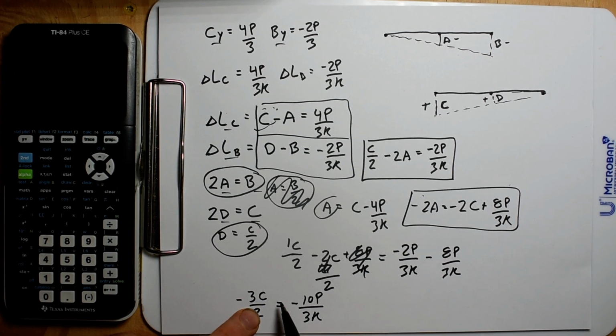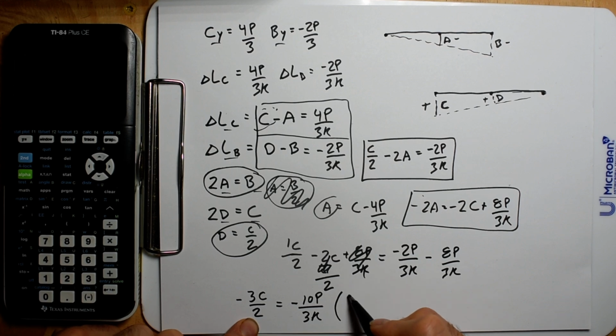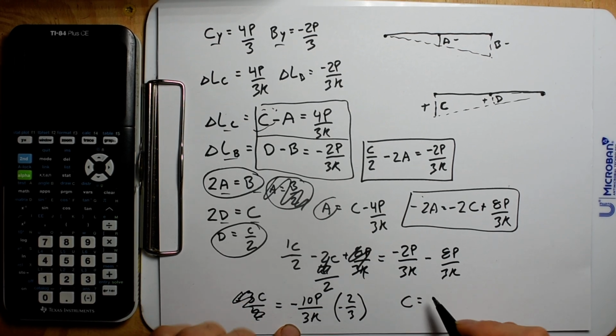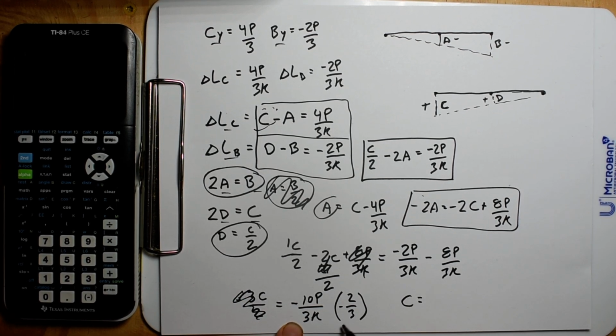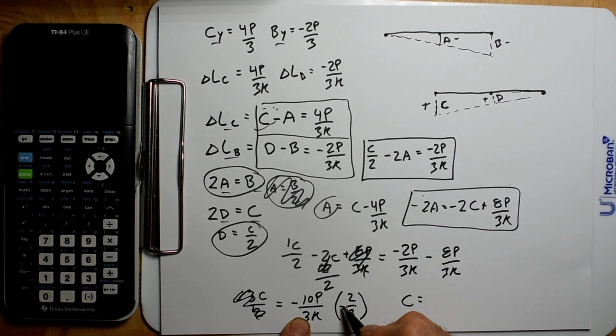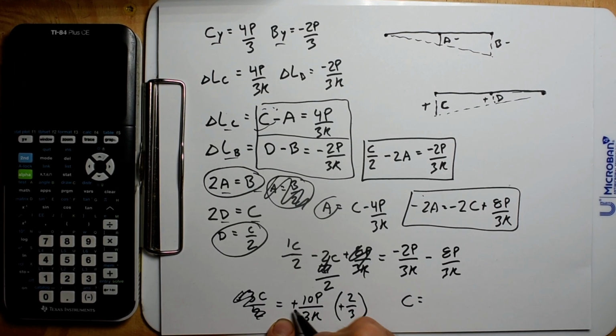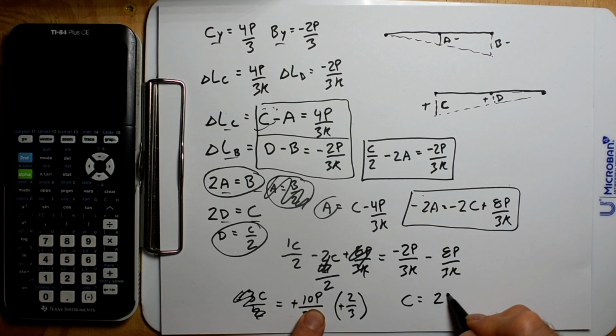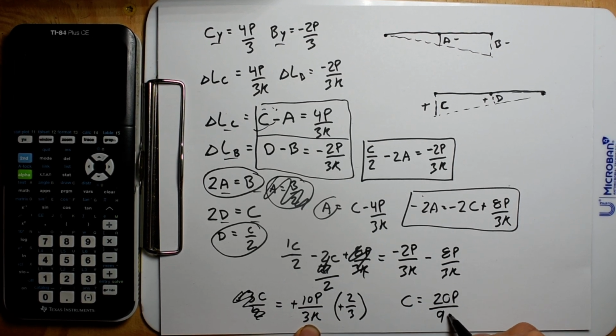Now to get C alone, we've got to multiply by negative 2/3 over here. See how you do that? So C is equal to, can we reduce? No, we can't, but we got the answer. The negatives cancel, so we get positive, and we get 20p over 9k.